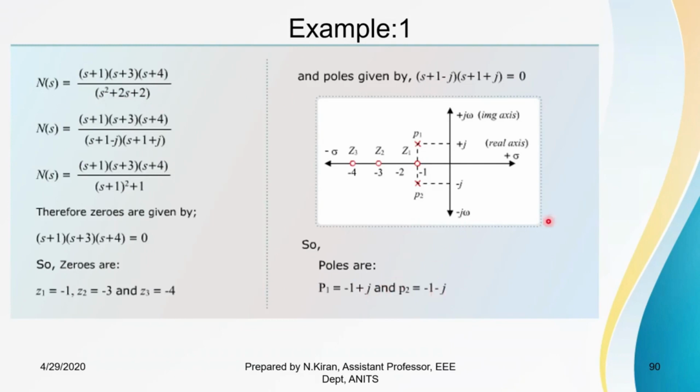If I want to plot these zeros, I can represent them by a circle, at -1, -3 and -4. And the poles are at -1 plus or minus j. At -1 plus j, we have one pole, and at -1 minus j, we have one pole. So this is how we plot the poles and zeros in the s-plane.